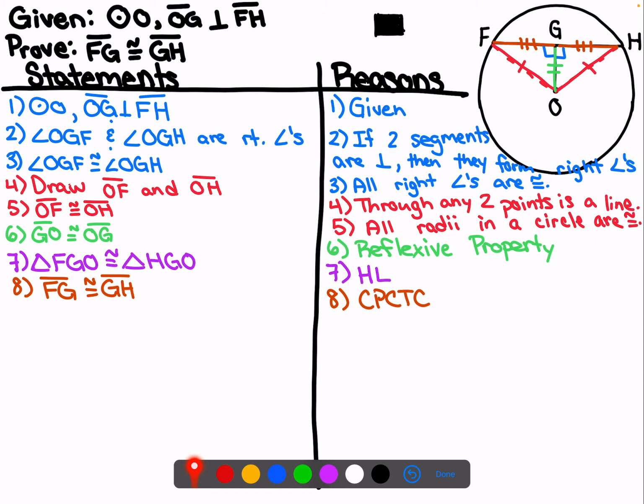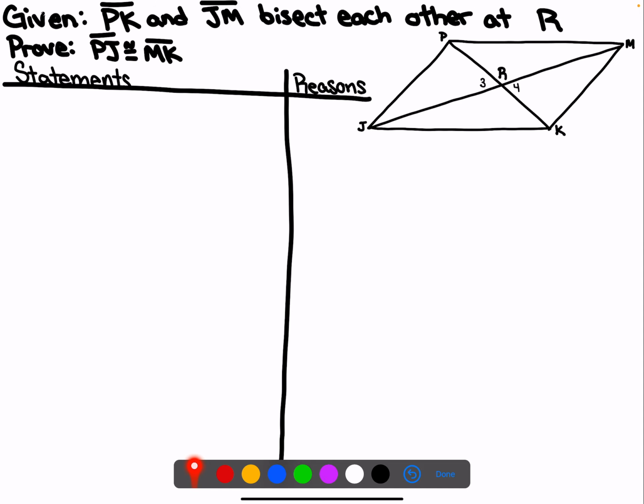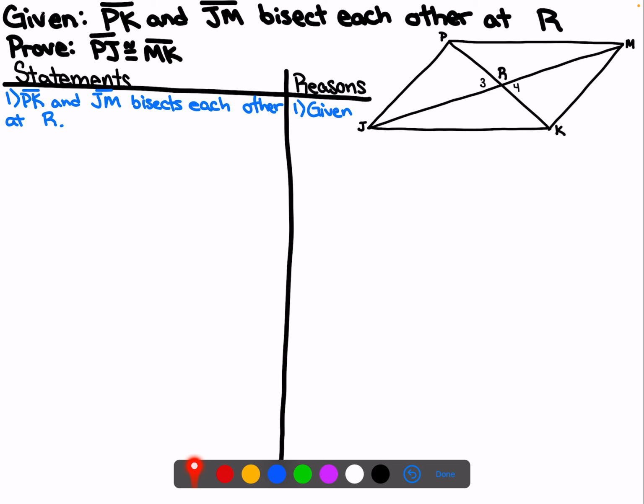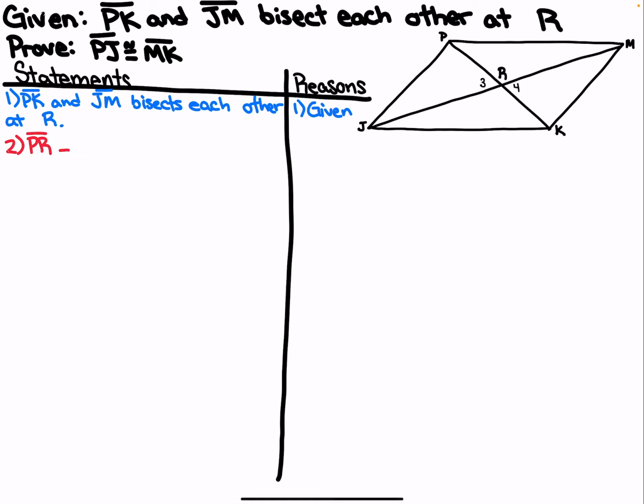All right, next up. This time, we're given that segment PK and segment JM bisect each other at point R. We want to prove that PJ is congruent to MK. So to get started, we write out our given, PK and JM bisect each other. And then on top of that, we're going to go ahead and focus in on that bisection. So if they're bisecting each other, that means that they're cutting each other in half. So PR is congruent to RK and JR is congruent to RM.